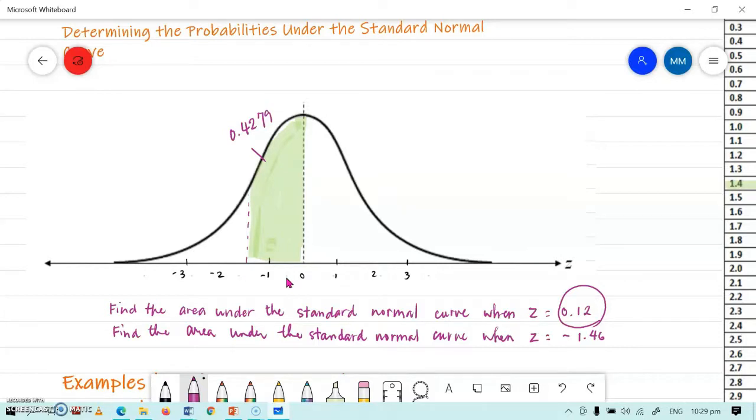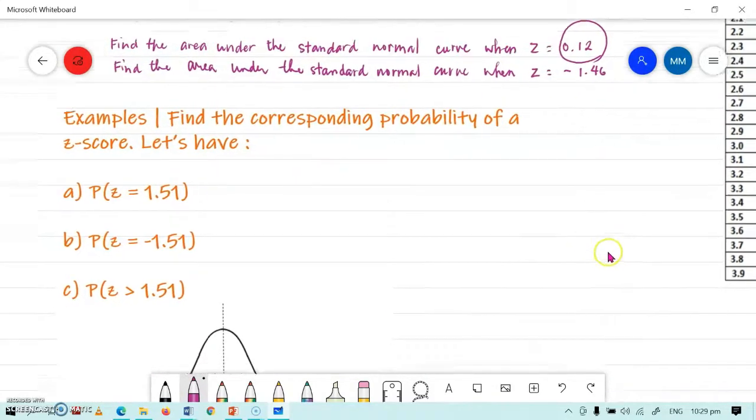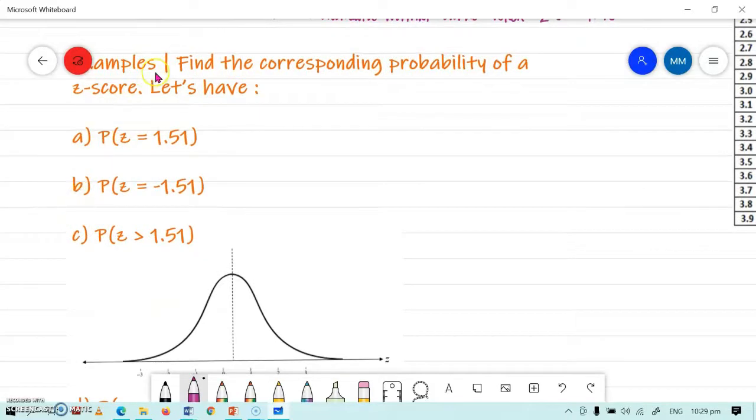Now take note, class, that areas under the normal curve can also be used to determine probabilities under the standard normal curve. So in looking for the probabilities under the standard normal curve, all we need to do is to find the area. Same thing as what we did here. Okay, now let's have an example. Example A: find the corresponding probability of a z-score. It's the probability of z is equal to 1.51.